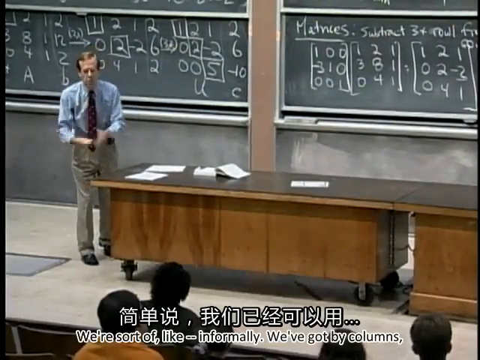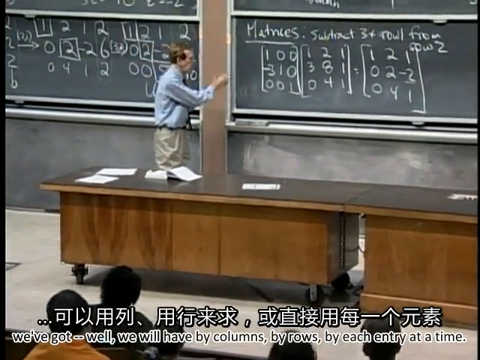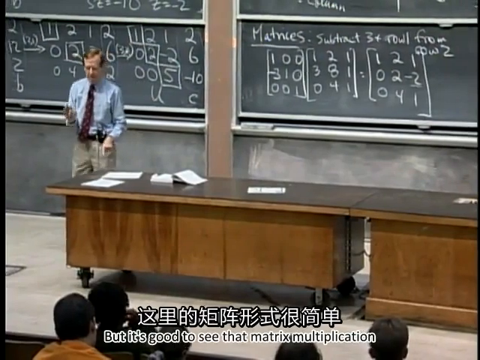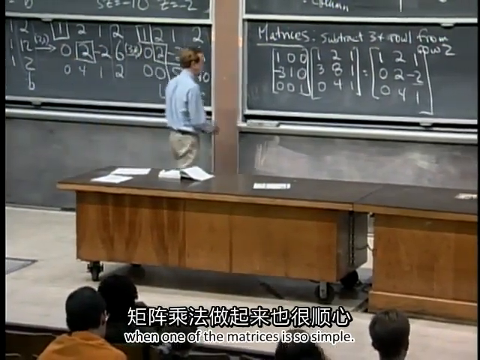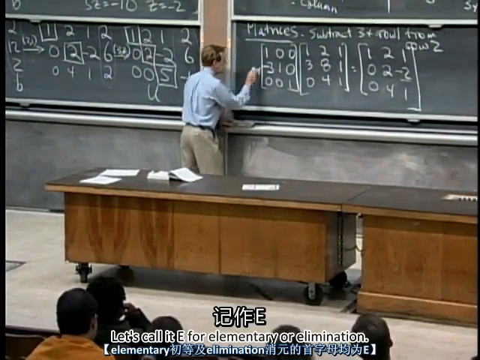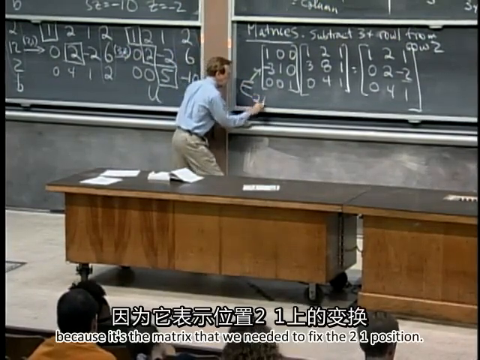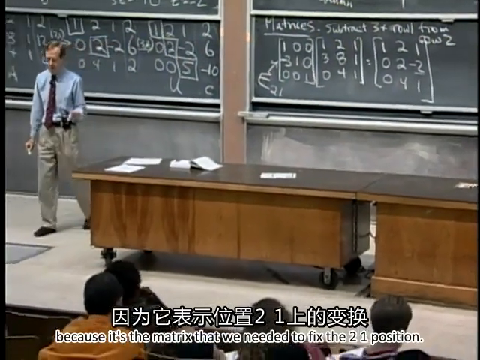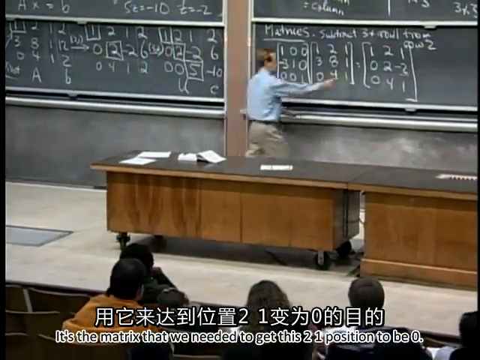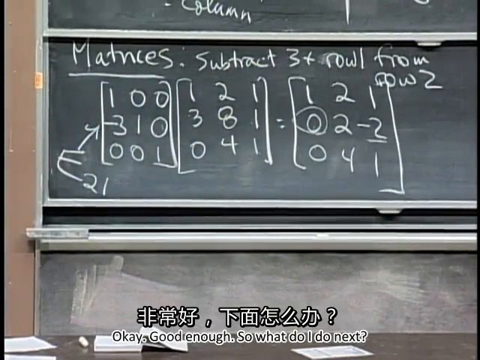So we've got various ways to multiply matrices now. Informally, we've got by columns, by rows, and by each entry at a time. But it's good to see matrix multiplication when one of the matrices is so simple. So this guy is our elementary matrix. Let's call it E for elementary or elimination. And let me put the indexes 2, 1, because it's the matrix that we needed to fix the 2, 1 position. It's the matrix that we needed to get this 2, 1 position to be 0. Okay, good enough.